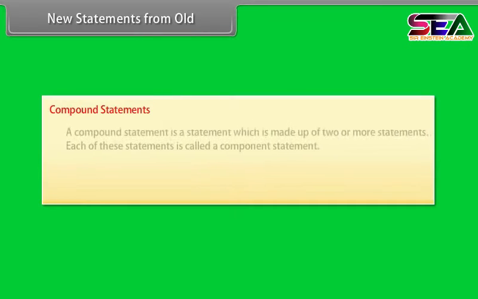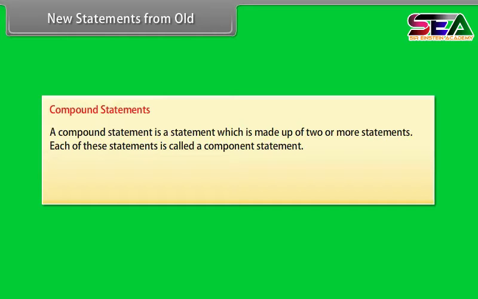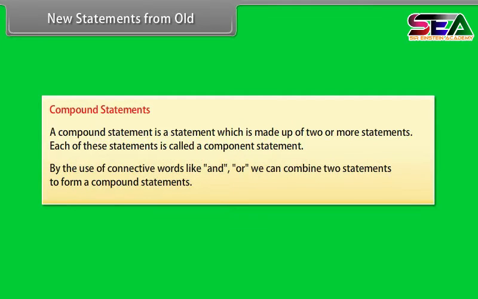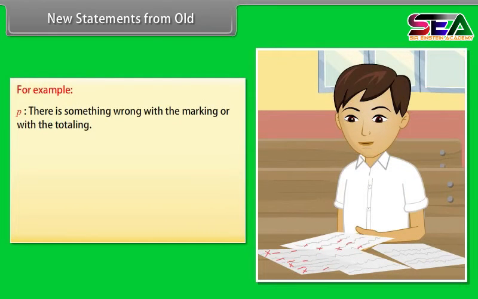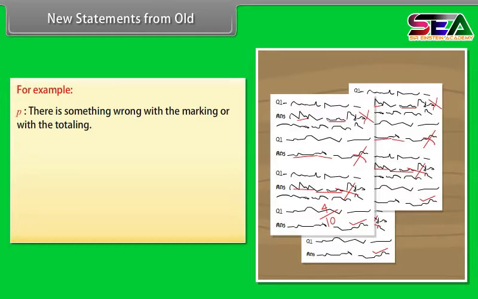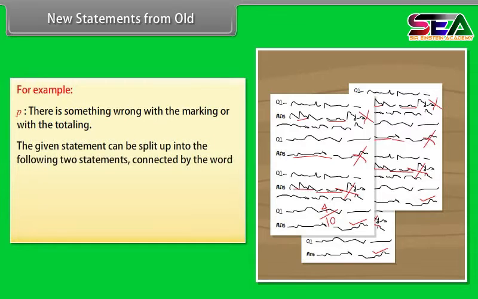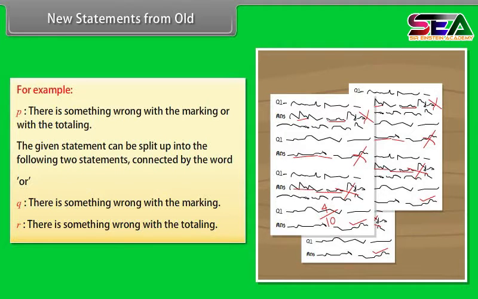Compound statements. A compound statement is a statement which is made up of two or more statements. Each of these statements is called a component statement. By the use of connective words like and, or, we can combine two statements to form a compound statement. For example, P is a statement that there is something wrong with the marking or with the totaling. The above statement tells us that there is something wrong in the marking by the examiner, or there is something wrong in the totaling. The given statement can be split up into the following two statements, connected by the word or. Q is a statement that there is something wrong with the marking. R is a statement that there is something wrong with the totaling.